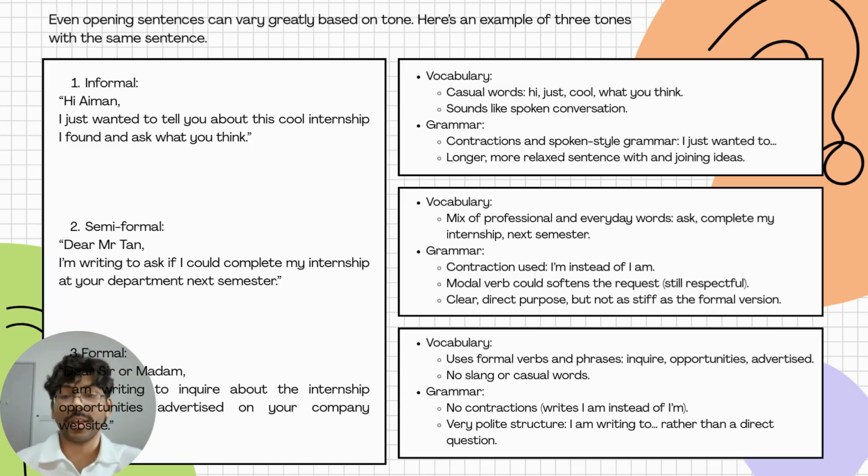The formal letter, on the other hand, says, I would like to inquire about the internship that has been advertised in your company. So you can see everything sounds really serious. There are formal verbs and phrases like inquire, opportunities, or advertised. There are absolutely no slang or casual words, no contractions, and a very polite structure as it begins with I am writing to. So you can notice the very visible differences between the three tones of letter, and you should be choosing accordingly when answering your questions, depending on the stimulus and notes.